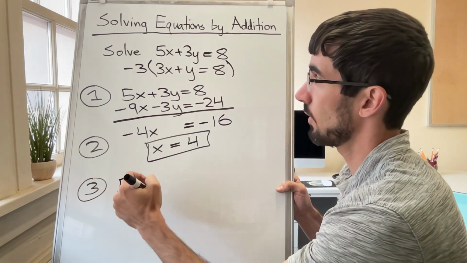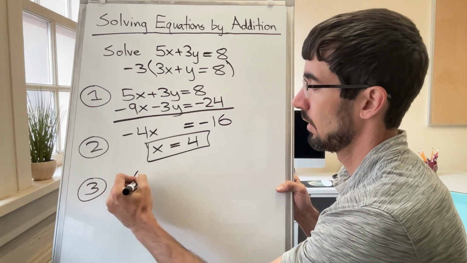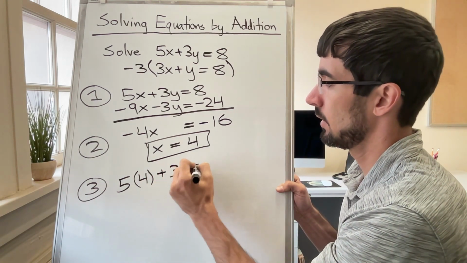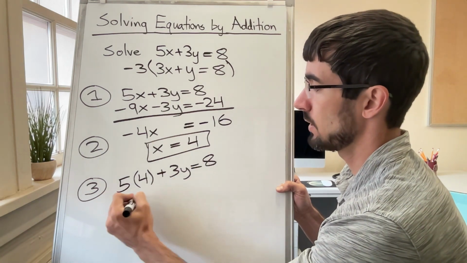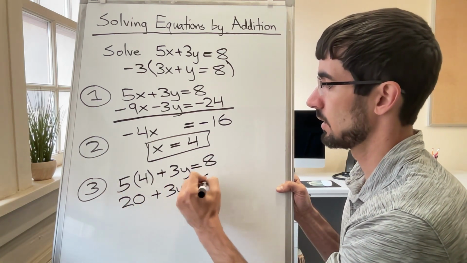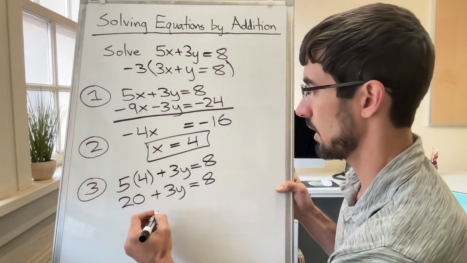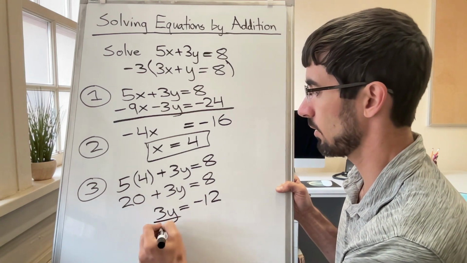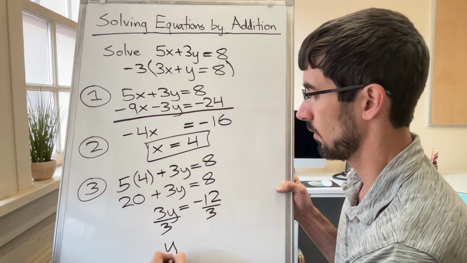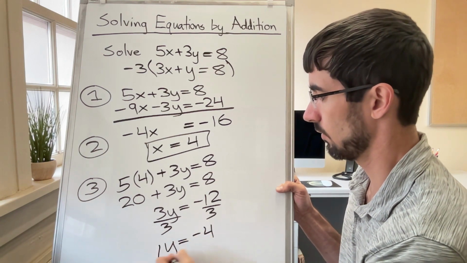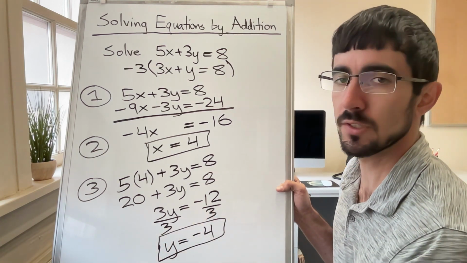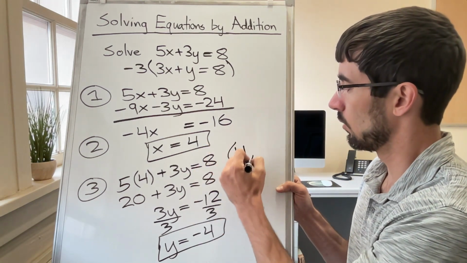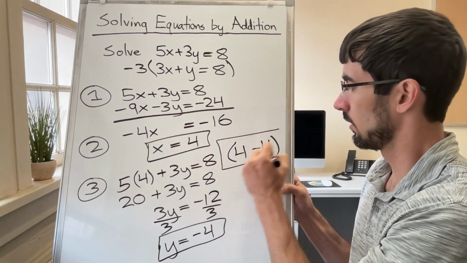So the first equation said 5x plus 3y equals 8. We now know that x is 4. So 5 times 4 plus 3y equals 8. 20 plus 3y equals 8. Let's subtract 20 from both sides, and I get 3y equals negative 12. Divide by 3, and y equals negative 4. So our solution to this system of equations is x equals 4, y equals negative 4, or as an ordered pair, here's the solution.